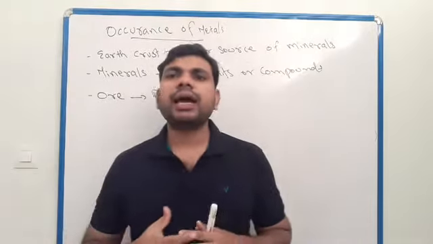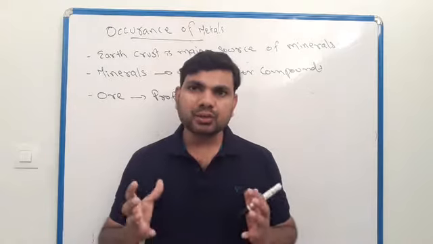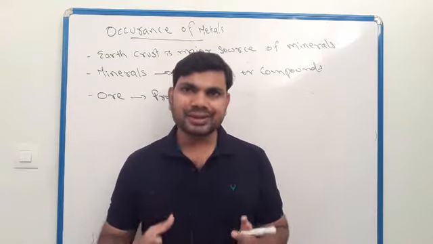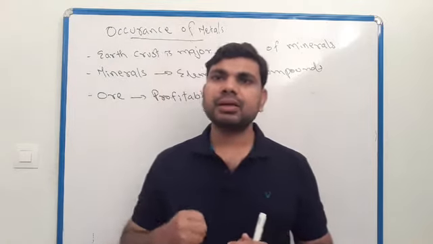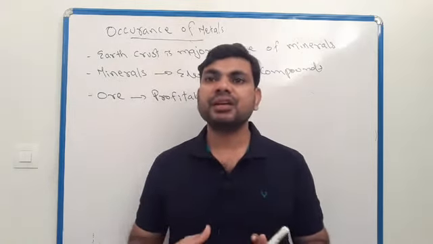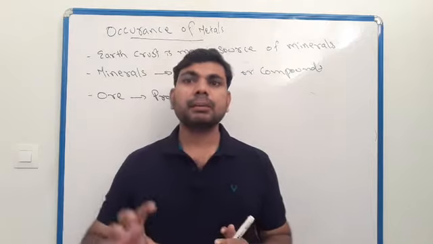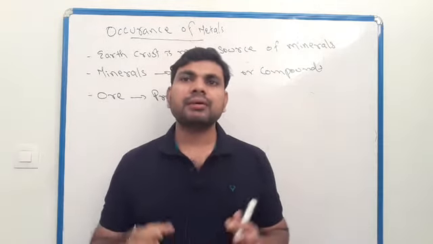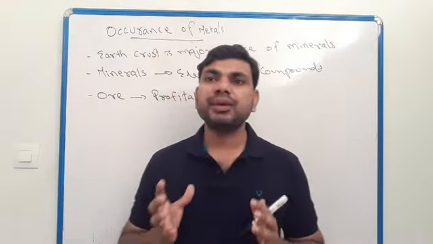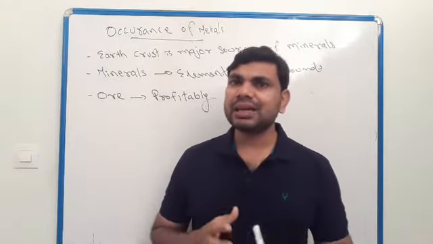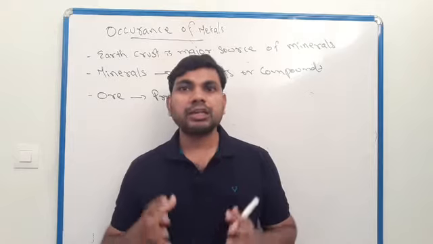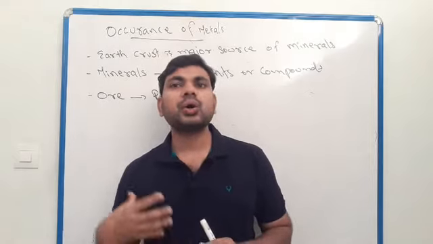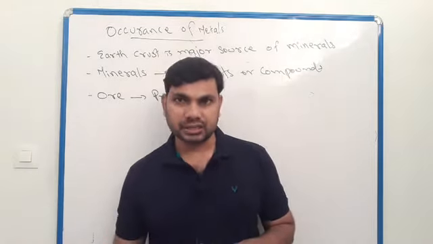Okay, next one, we have to understand here the occurrence of metals. We know metals are mined from the earth in the form of minerals. Minerals mean elements or compounds which occur naturally. Naturally occurring elements or compounds are called minerals.